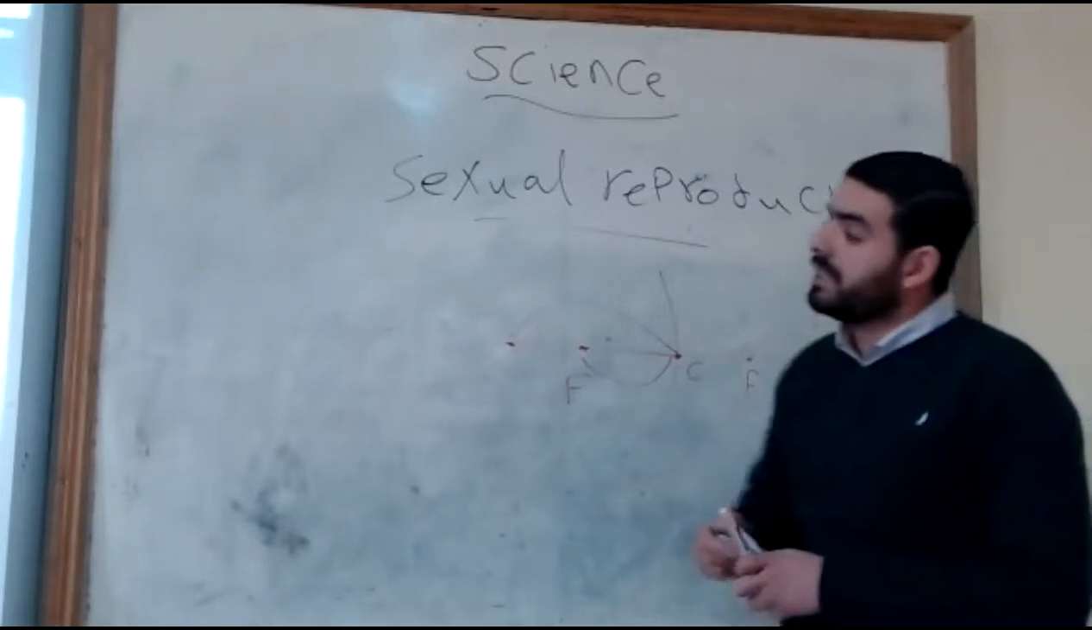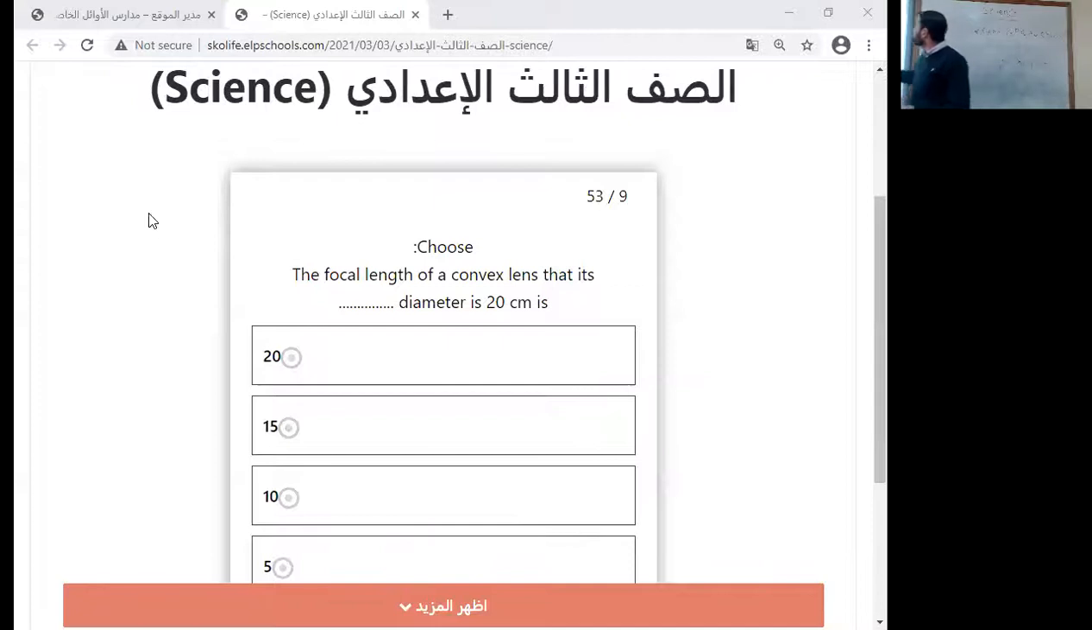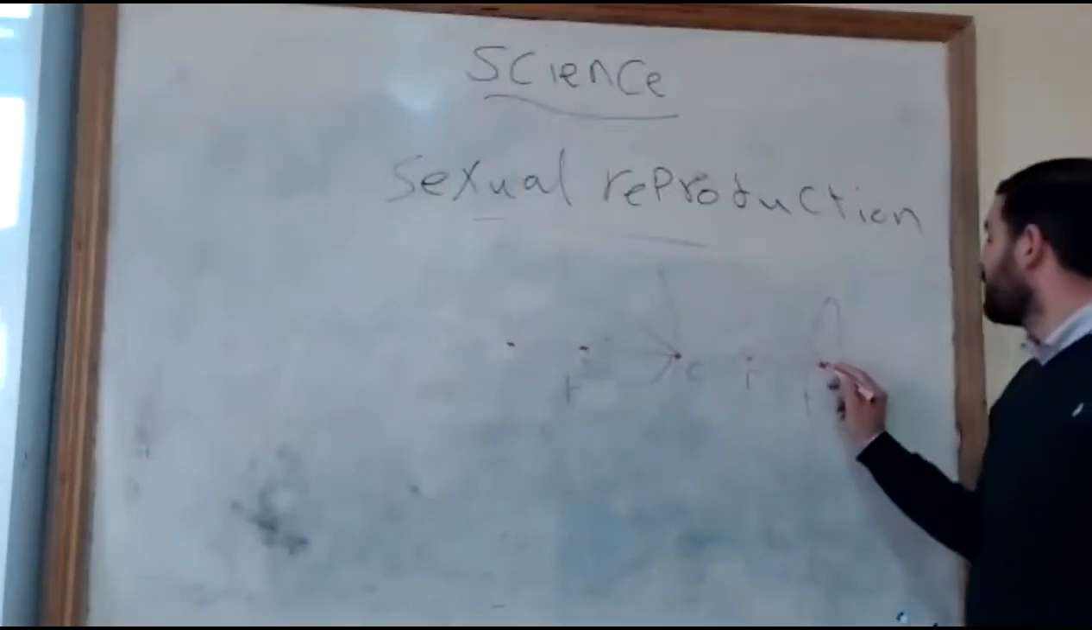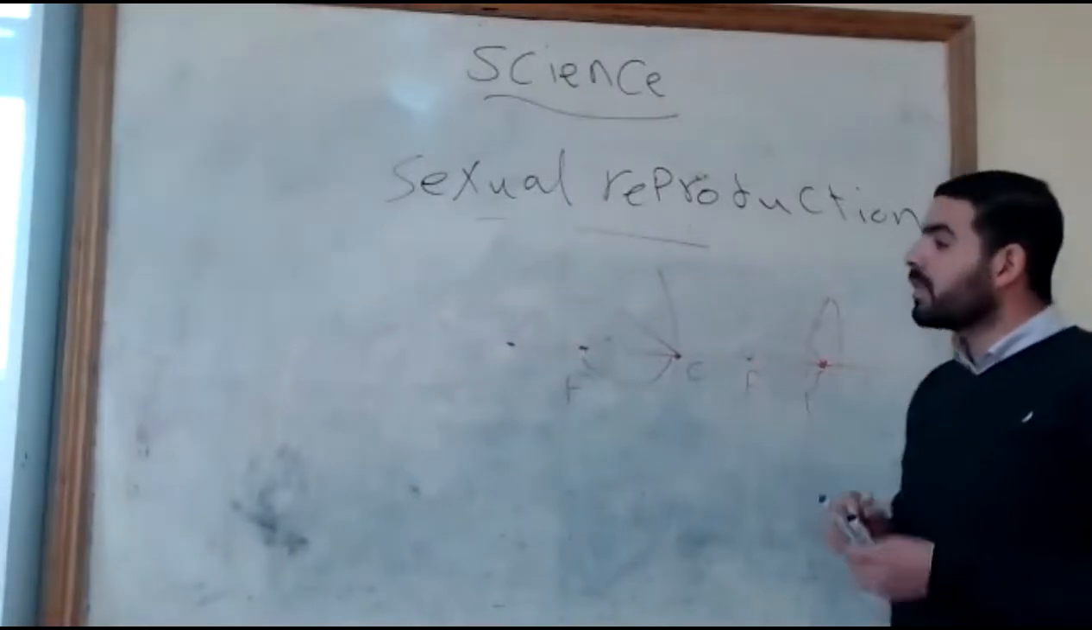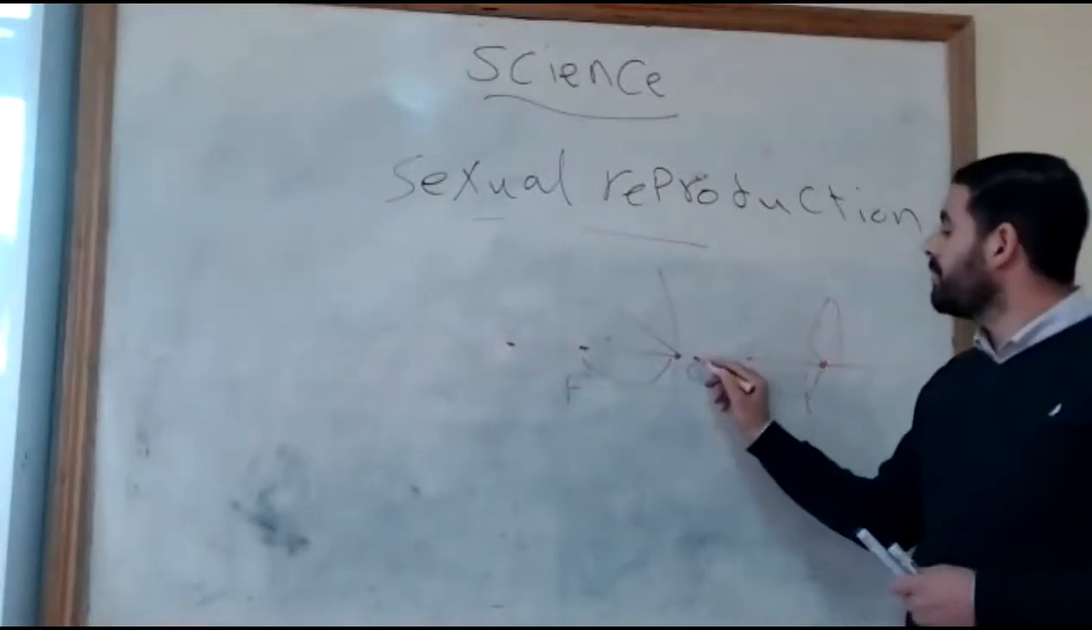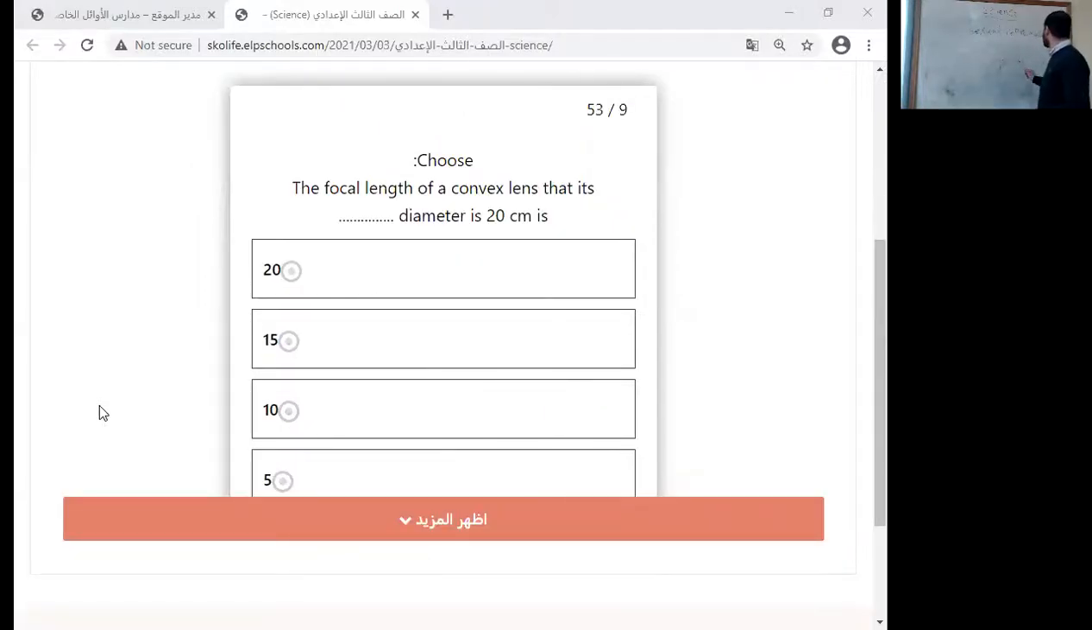And he is asking here in the question about a convex lens. So it is the distance between the optical center and focus, and it is giving me that this distance is 20, okay? So it will have its value, so it equals 10.